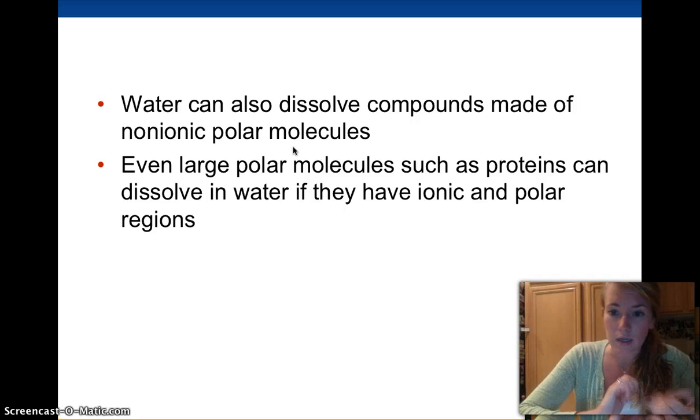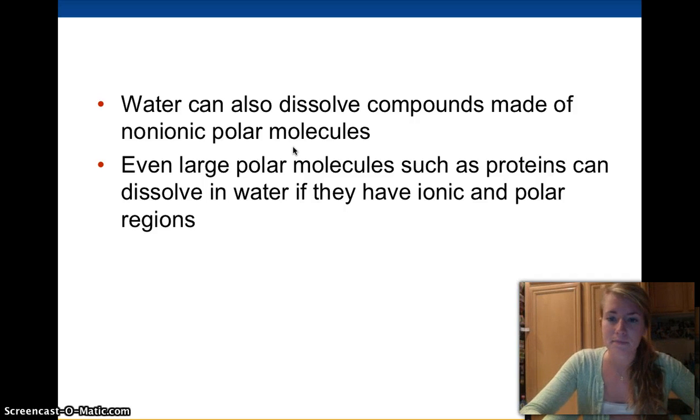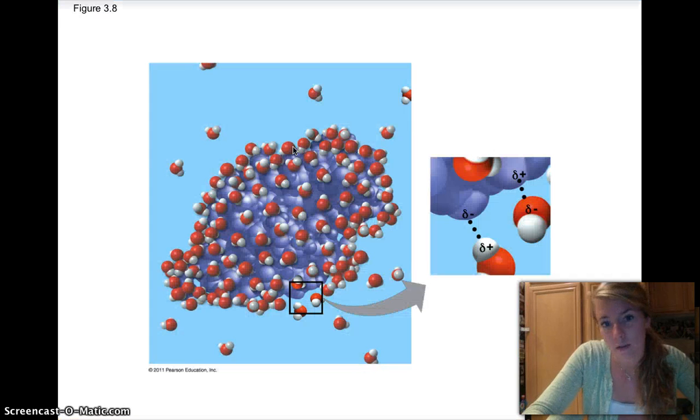So it can be completely ionic, like salt, or it can be just a polar solution, like proteins dissolve in water because they're polar. Even large polar molecules such as proteins can dissolve in water if they have ionic and polar regions. So any kind of molecule that has a charge on the outside can be dissolved in water.